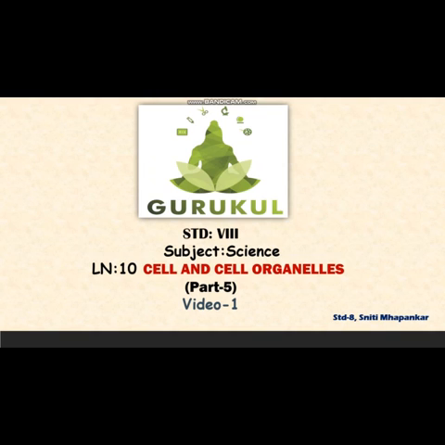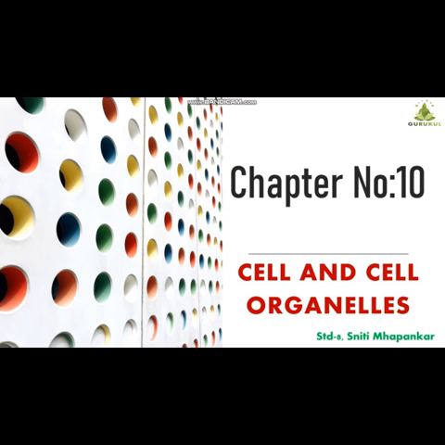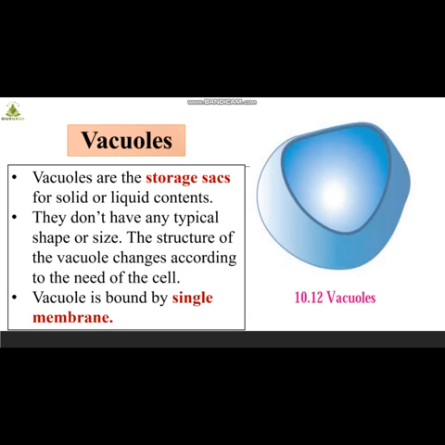Students, let's move to our next cell organelle, that is vacuoles and plastids. So let us understand vacuoles and plastids. So are you all ready? We are learning chapter number 10, cell and cell organelles. Students, we are going to understand what vacuoles are.